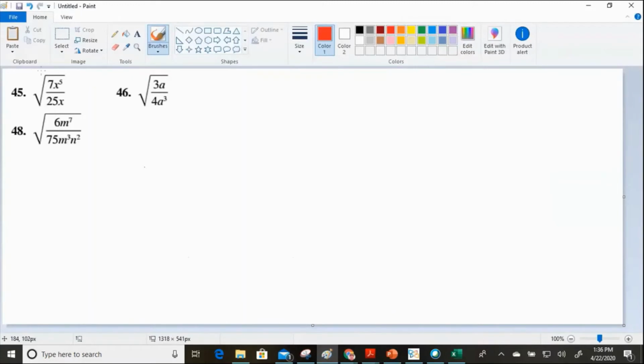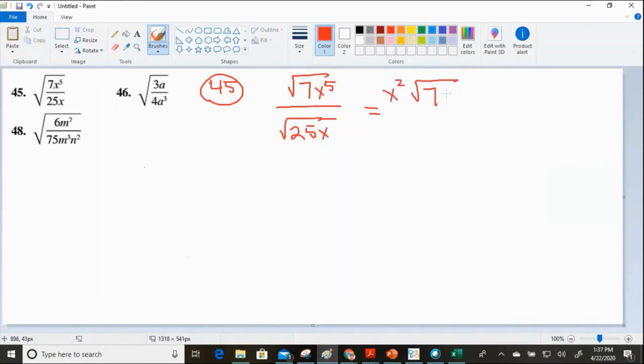So we'll start with number 45. It told me to split them because we might get lucky and not even have a radical on the bottom. So I'm going to split this. This is x squared onto 7x, and then on the bottom I have 5 onto x. Okay, we cannot have a radical in the bottom.